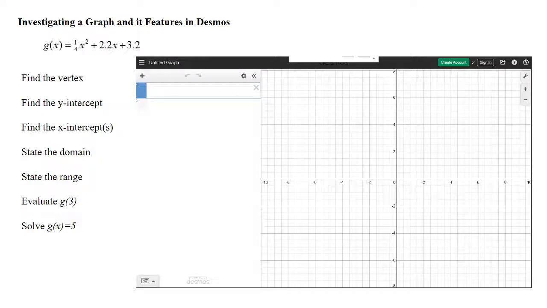We can investigate graphs using Desmos. And what I want to do is look at this specific example, g of x equals 1/4 x squared plus 2.2x plus 3.2. And I want to answer these questions about the graph using Desmos.